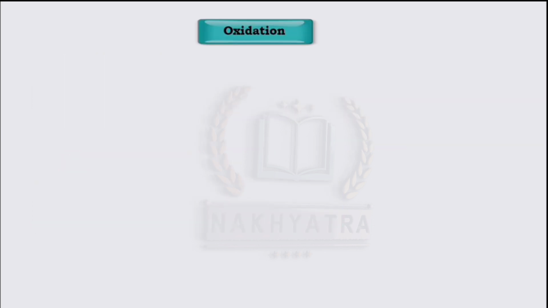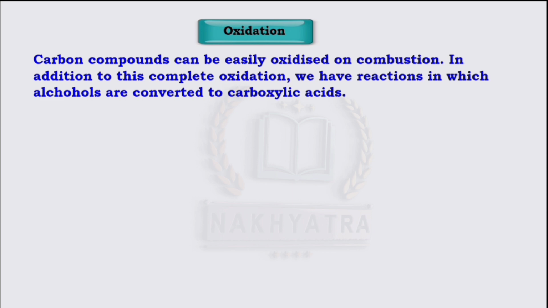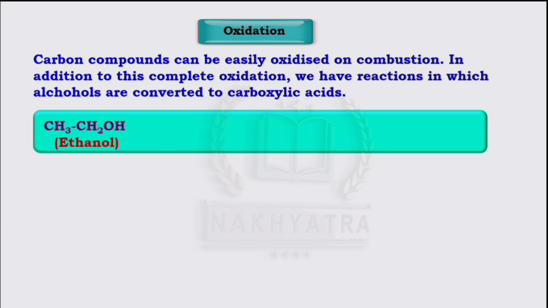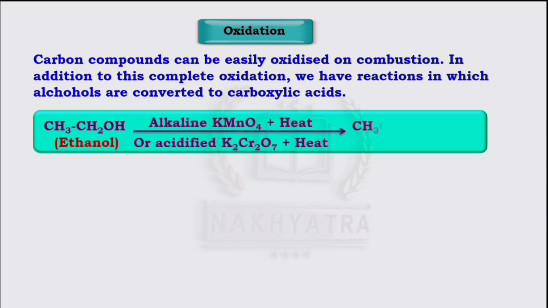Okay, next see the oxidation. Carbon compounds can be easily oxidized on combustion. In addition to this complete oxidation, we have reactions in which alcohols are converted to carboxylic acids. So from this reaction, you can say that the conversion of ethanol to ethanoic acid is an oxidation reaction. Here, the oxidizing agent is alkaline potassium permanganate plus heat or acidified potassium dichromate plus heat.